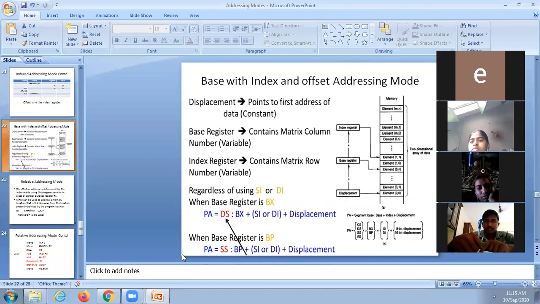displacement will give the physical address. Here they have written PA because this slide is copied from somewhere else. PA means physical address. Physical address and effective address are both the same. PA means physical address, which is the same as effective address. Generally, this will be used.